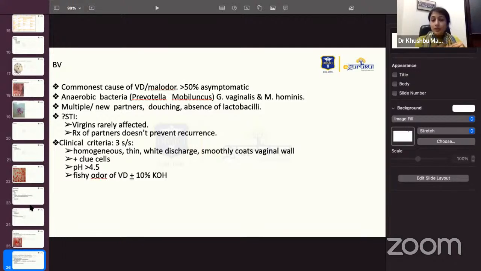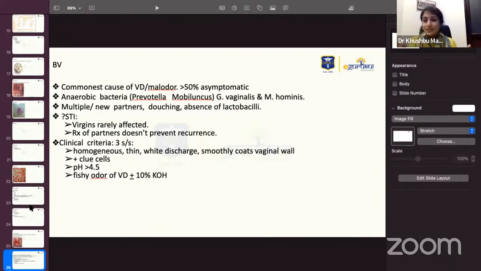Then there is a clinical criteria which helps me diagnose BV. You know about Amsel's criteria. We have to look for Amsel's criteria, and the presence of 3 or more of these helps me diagnose bacterial vaginosis. What is there in Amsel's criteria? First is the clinical findings. What is the kind of discharge? In BV, I see a homogeneous, thin, whitish to watery discharge which smoothly coats the vaginal wall. It may be symptomatic, may be associated with uveitis.